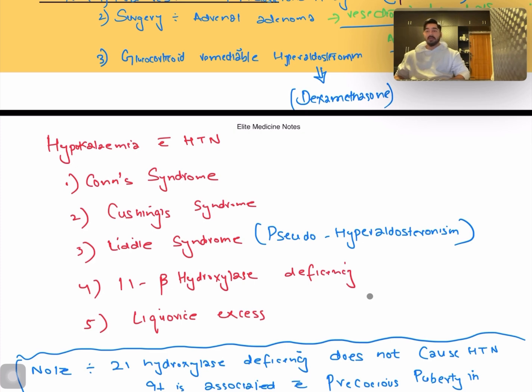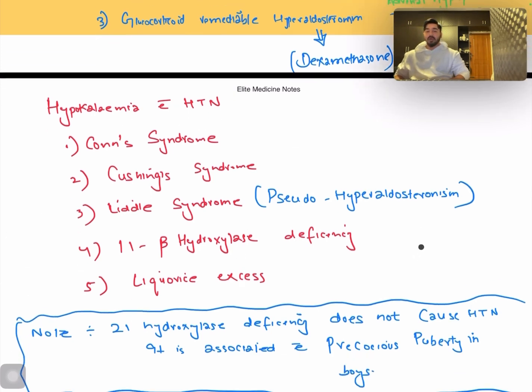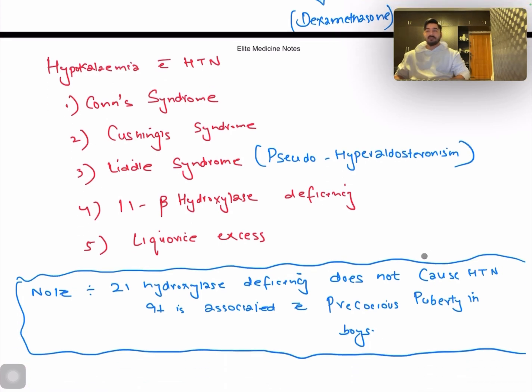The patient is coming to us with the complaints of hypertension, and we do some electrolyte investigation and we see hypokalemia. So we should keep these 5 differential diagnoses in our mind, and to rule them out, we have to see some specific findings of these conditions.